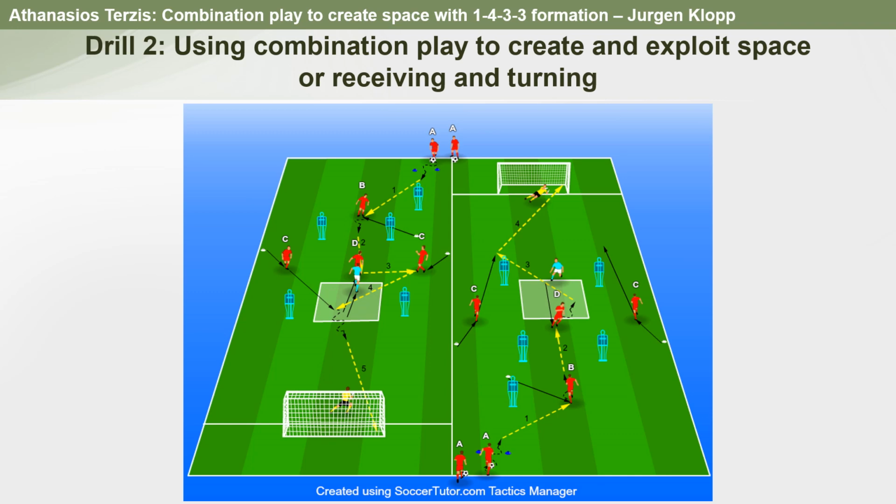This means that there is available space inside the white area and the red players use combination play in order to exploit it, receive, and then score against the goalkeeper. On the right side, as soon as player D receives, the central defender decides to defend the space and stays in his position. This means that player D is free to receive, turn, and then make a forward pass to one of his teammates.